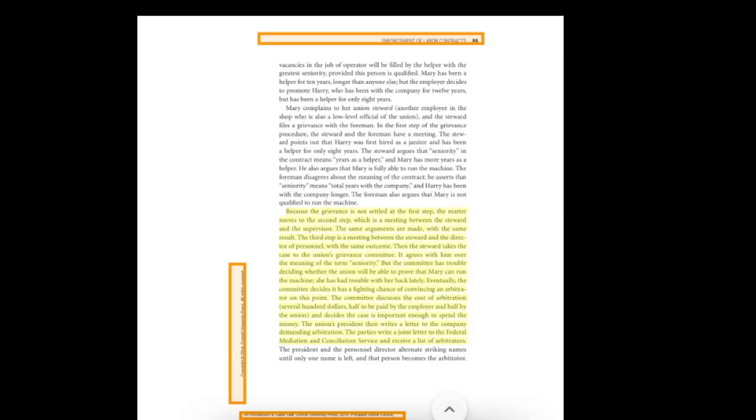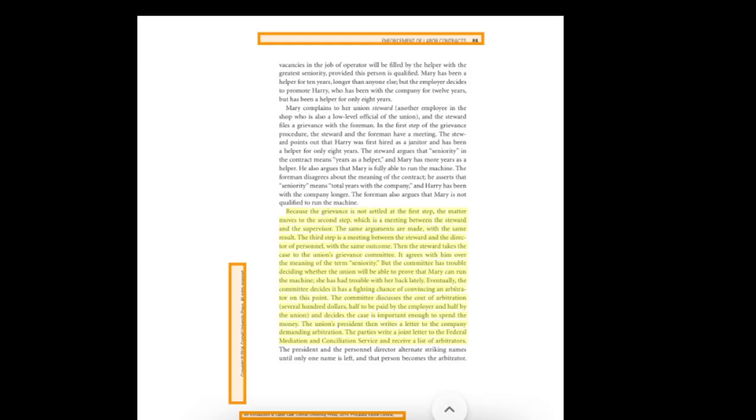Because the grievance is not settled at the first step, the matter moves to the second step, which is a meeting between the steward and the supervisor. The same arguments are made, with the same result. The third step is a meeting between the steward and the director of personnel, with the same outcome. Then the steward takes the case to the union's grievance committee.